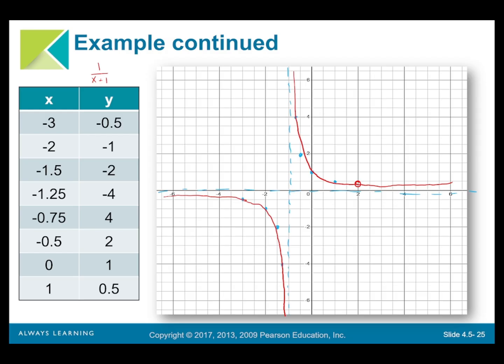So you always want to go back for that detail, make sure you didn't miss any holes. We do need to actually go and draw that on the graph. And that was the removable factor, the x minus 2 that got canceled away. It creates a hole in our graph right where we see it now.